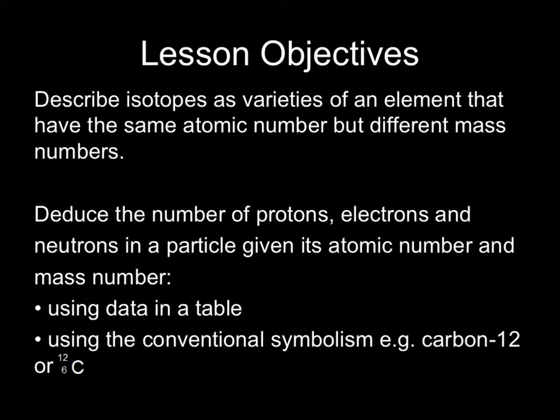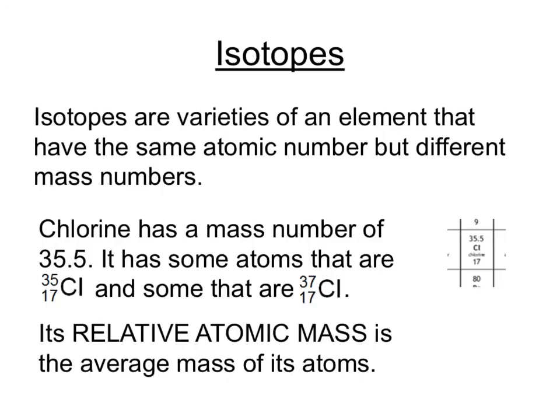Isotopes are varieties of the same element which have the same atomic number and therefore the same number of protons, but different mass numbers, therefore different numbers of neutrons. So isotopes are varieties of an element that have the same atomic number but different mass numbers. Now if they have the same atomic number, they've got the same number of protons. But if they've got different mass numbers, and the mass number is the number of protons plus neutrons, then the number of neutrons must be different.